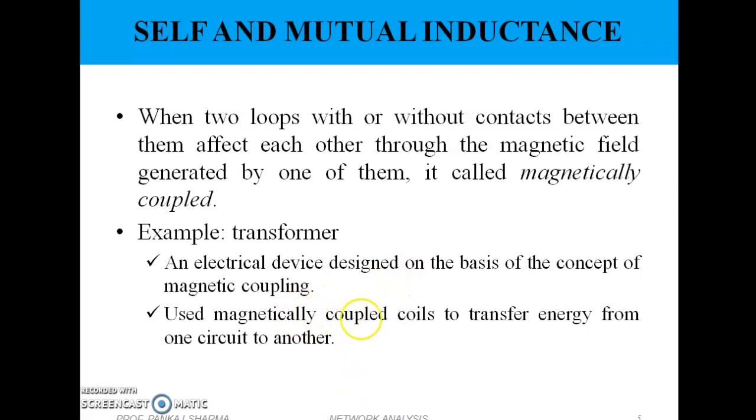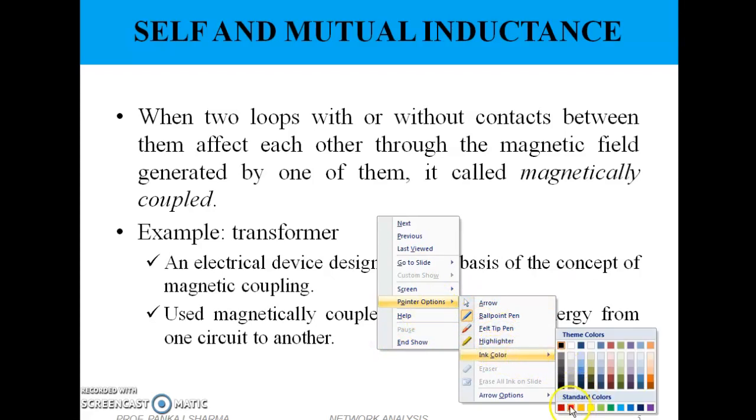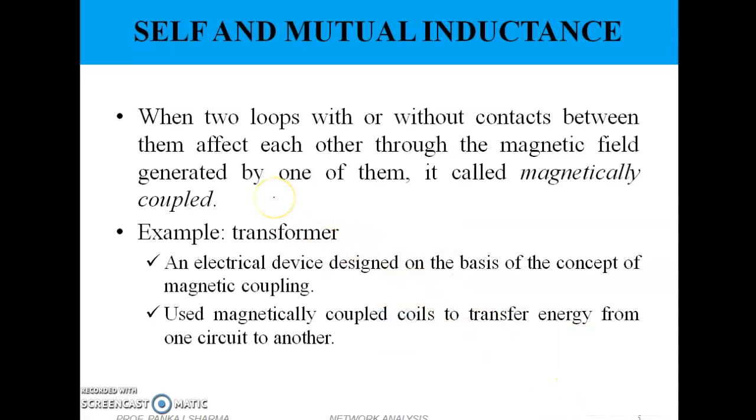Self and mutual inductance. When two loops, with or without contacts between them, affect each other, mark the word affect each other, through the magnetic field generated by one of them, it's called magnetically coupled.